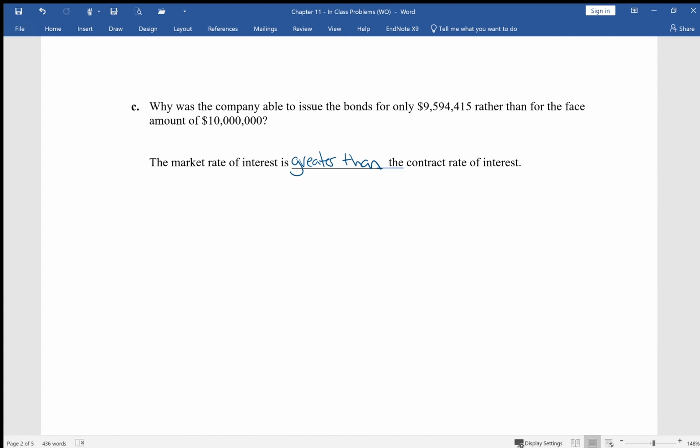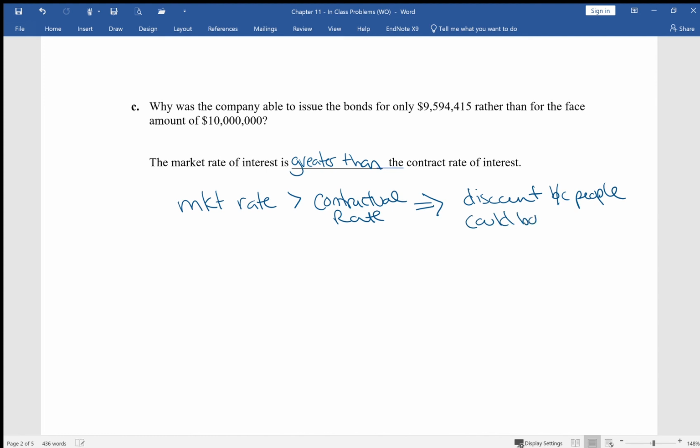Okay, so if we want to do a little summary here, if the market rate is greater than the contractual rate, that means that I'm going to have a discount because people could borrow elsewhere for a larger interest rate. So they could make more money off someone else.